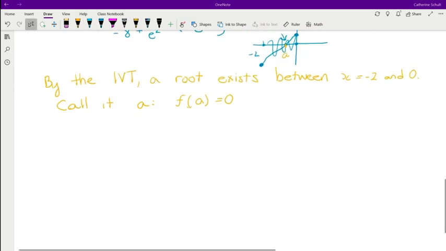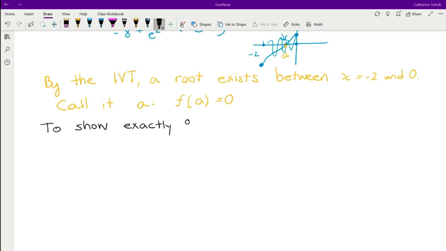Now we're going to show that there's exactly one root. And this is how we're going to do it. We call it a proof by contradiction. To show that it's exactly one root, we're going to use a proof by contradiction. So essentially what that means is we're going to suppose the opposite. So let's suppose that there's not exactly one root. Let's say there's more than one root. So let's suppose another root exists. That's the opposite of what we're trying to prove.